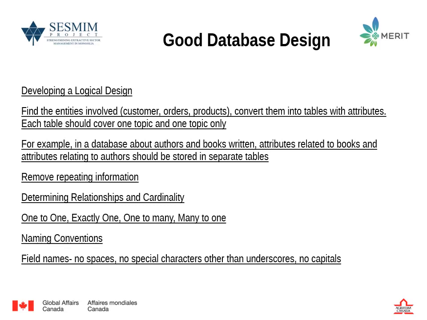Each table should cover one topic and one topic only. And this is something I'll talk about in a little bit. For example, if you have a database about authors and books, attributes related to books and attributes relating to authors should be stored in their own separate tables. And then you have a relationship between those tables. And you should remove repeating information. Determine relationships and cardinality.